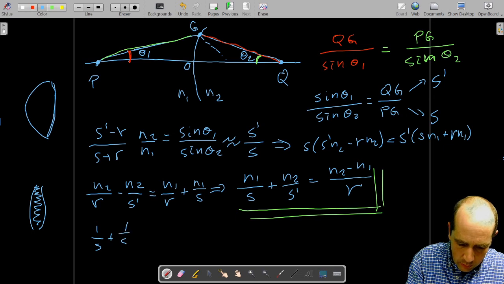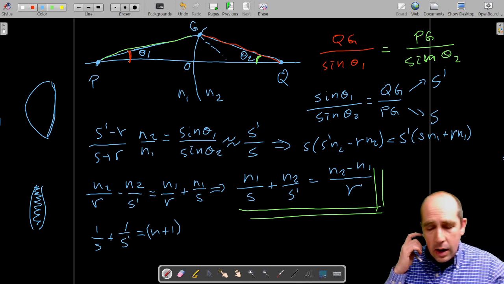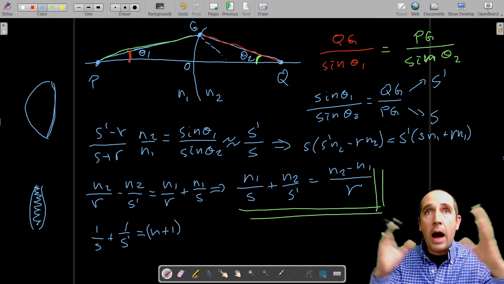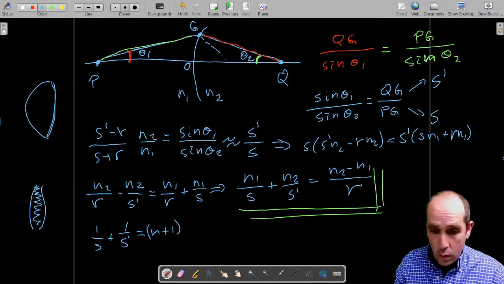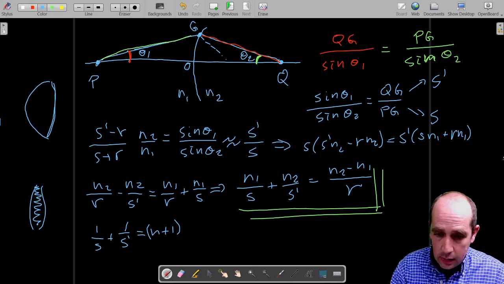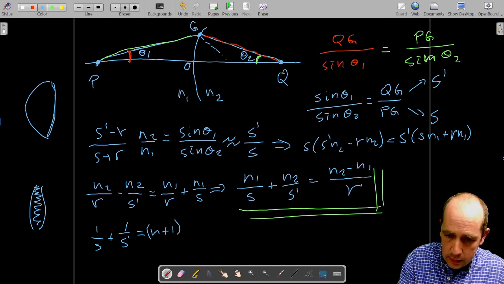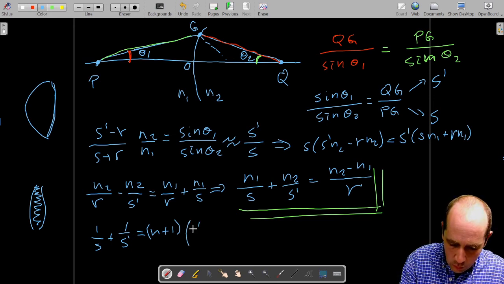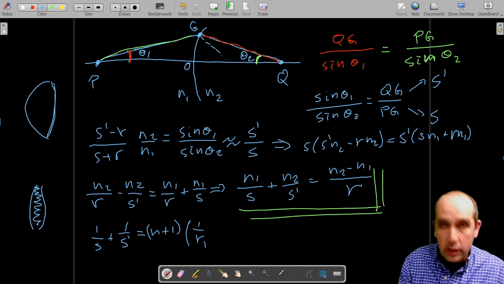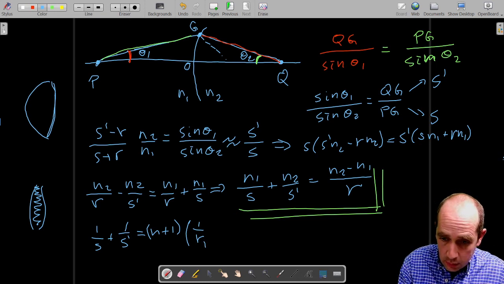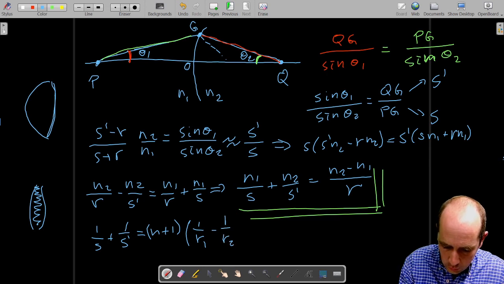plus 1 over s prime is going to be equal to (n minus 1), in the case of the refractive index outside of the lens being equal to 1 and n inside the lens, multiplied by 1 over r1, where r1 is the radius of the first surface, minus 1 over r2. Okay?